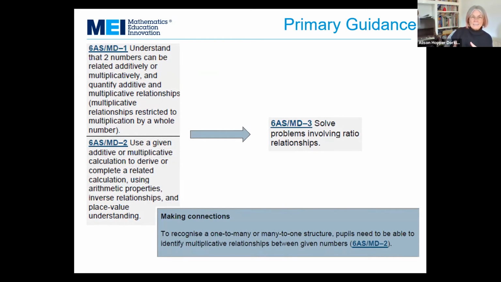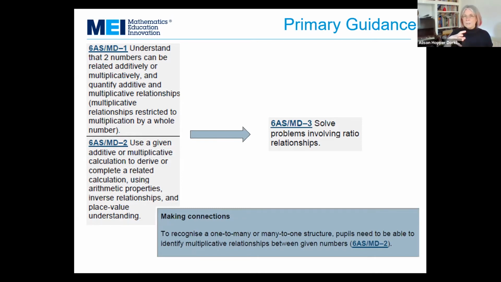So this is where ratio sits in the primary mathematics guidance. There it is: solve problems involving ratio relationships. And where I think it really comes from, and what came through in your comments, is that idea that numbers can be related multiplicatively. A lot of children are very confident with additive relationships, but not so confident with multiplicative relationships. So if you say, how do you turn 3 into 6? The go-to will be, well, you add 3. The less familiar way will be to say, well, you can double it.